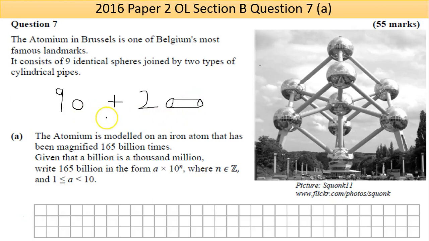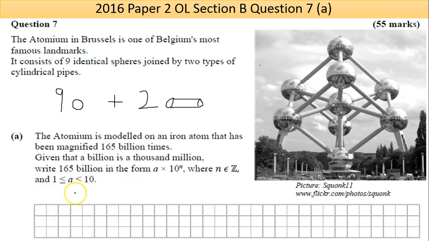The Atomium is modelled on an iron atom that has been magnified 165 billion times. Given that a billion is 1,000 million, write 165 billion in the form a by 10 to the power of n, where n is an element of Z, so that means n is an integer. It'll be a positive or negative whole number, it won't be a fraction, it won't be 0. And a must be between 1 and 10, including 1 but not 10, so basically between 1 and 9 inclusive. Pretty standard scientific notation question.